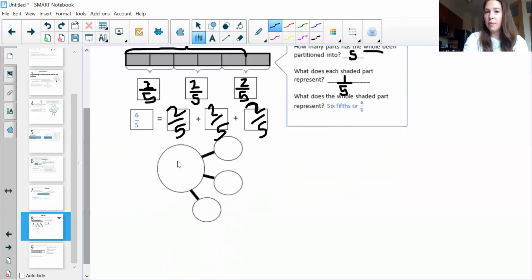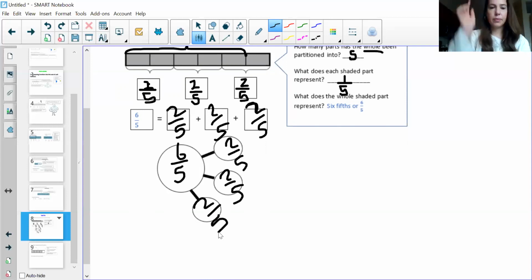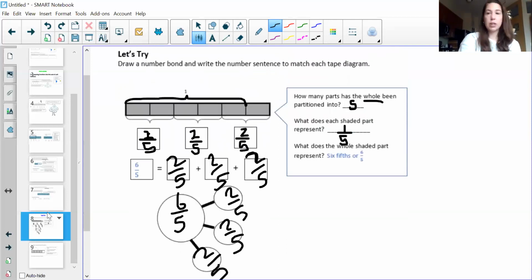Now down here, you're going to do the number bond. The total amount goes in the big circle, so that's 6/5. And we broke it down into, again, 2/5, 2/5, and 2/5. All right, so you should have this on your paper also. For the other parts, you didn't need to do any writing, but for this part, you do.